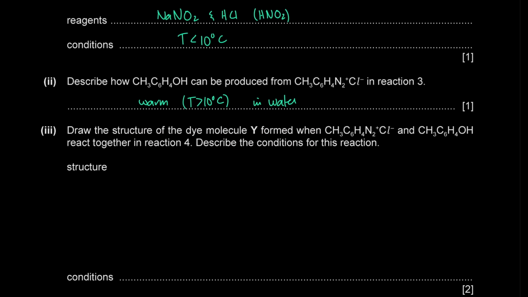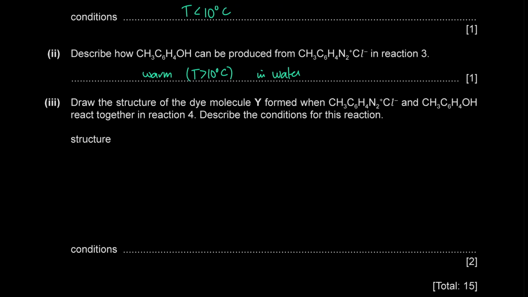Draw the structure of the dye molecule formed when this salt and CH3C6H4OH react together in reaction 4. Describe the conditions for this reaction. What happens over here is this: we have the diazonium salt, N triple bond N plus and Cl minus, and this is reacting with a phenol.